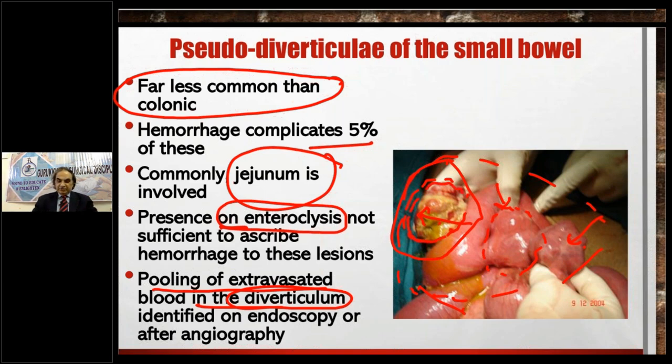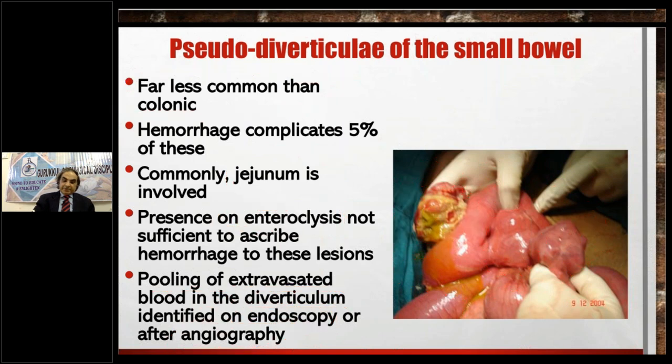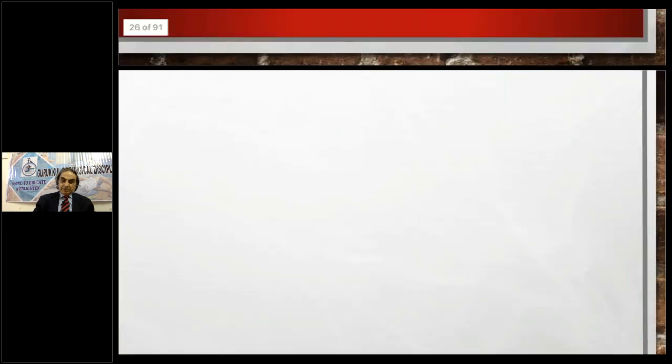And that's how you recognize it, especially when you do endoscopy or after angiography. You can actually find that it's pooling into the diverticula. So they're not common in the small bowel, they're in the large bowel.